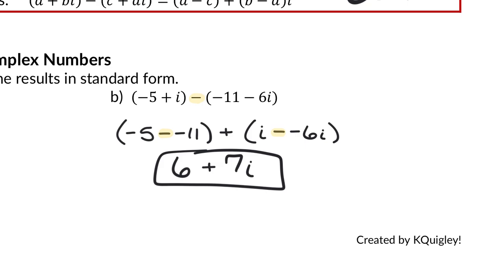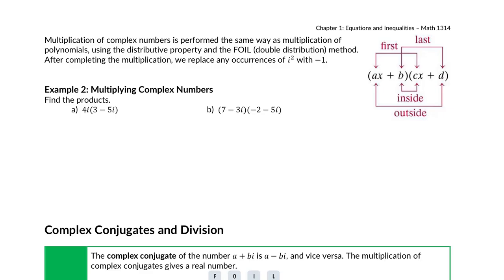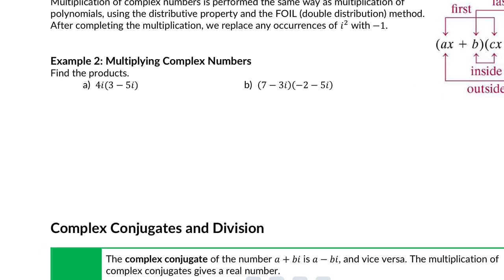So that was adding, that was fine. Here's why we reviewed foiling at the beginning of class, because when we're multiplying complex numbers, it is essentially a double distribution or a foiling question, except that when you combine like terms, you get an additional step because we're working with complex numbers. Let's take it easy though first.